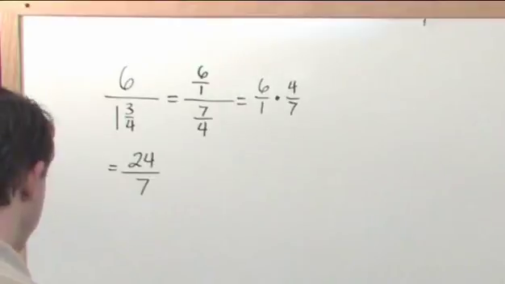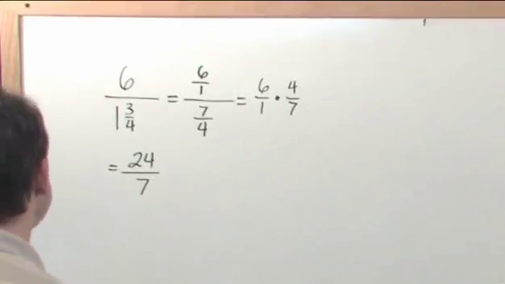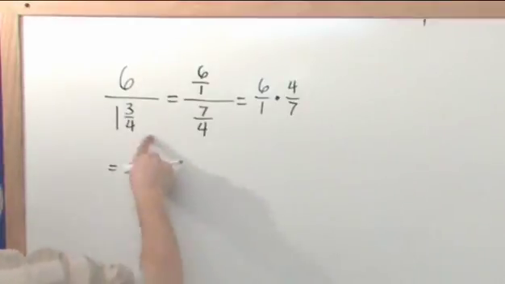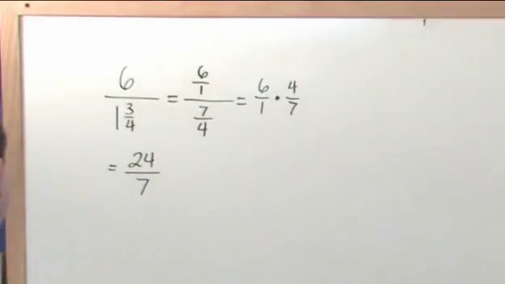So the question is, what do I do next? This, by the way, is the answer, the 24/7. That is the answer, but you want to try to get it into a better form. This is an improper fraction, so let's go ahead and convert it back into a mixed fraction and see what we get.